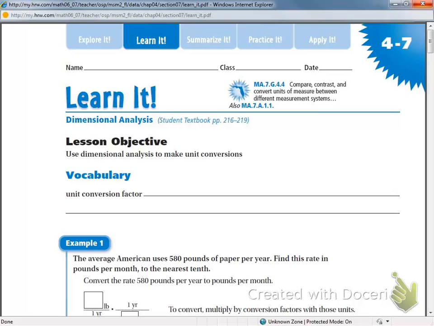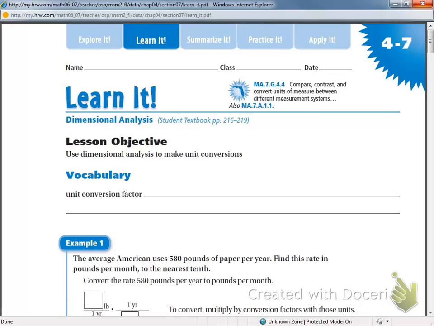This is Learn It for 7 Dimensional Analysis, and I am Mrs. McCowan. Today we're going to review the benchmark MA7G44: compare, contrast, and convert units of measure between different measurement systems.